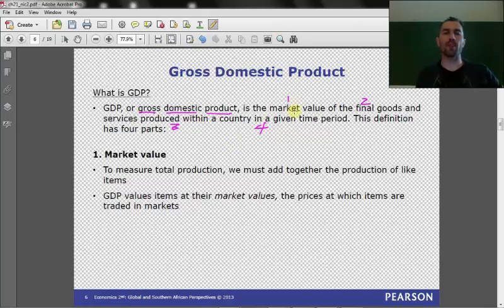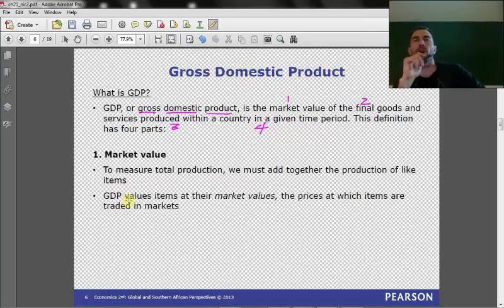When we say the market value, what do we mean? Well, to measure total production, we must add together the production of all the items that are produced. Okay? So GDP values items at their market values, which is to say the prices at which items are actually traded. So the actual price at which things are sold is the market value.